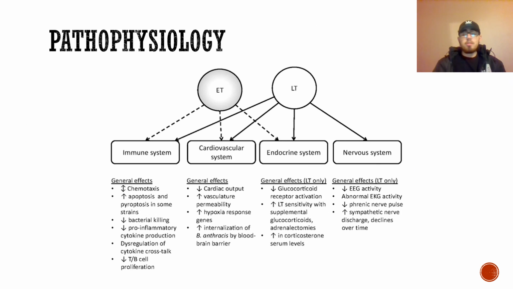Now, this is just another summarization of everything I talked about, all the effects it has on each system. So on this, you can see on the immune system, chemotaxis is up or down depending on what it entails. Cardiac output is down, glucocorticoid receptor activation is down, phrenic nerve pulse is down, etc., etc.